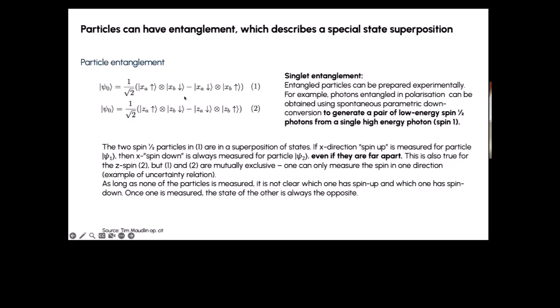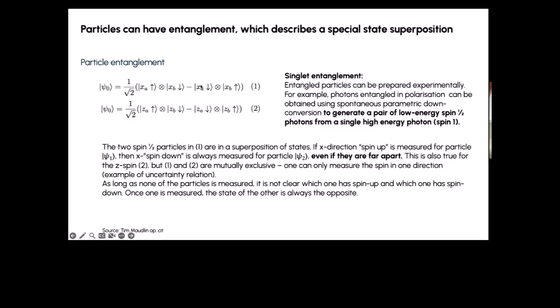So this particle has the opposite states than this particle, right? And this means a combination of the two spaces. It's called the tensor. And so if you measure this particle in x direction, it will have x direction up, and the other one will always have the opposite direction.